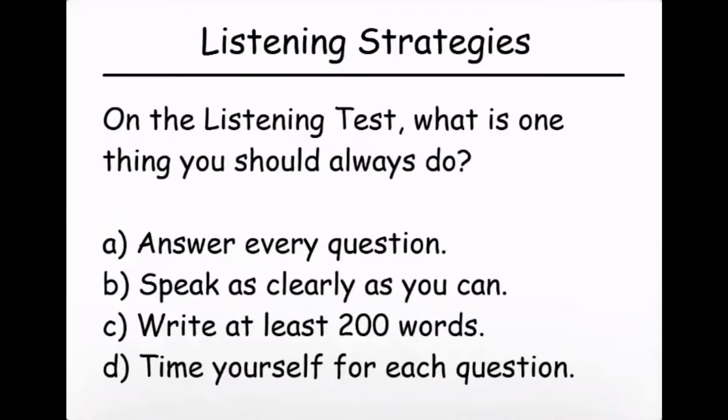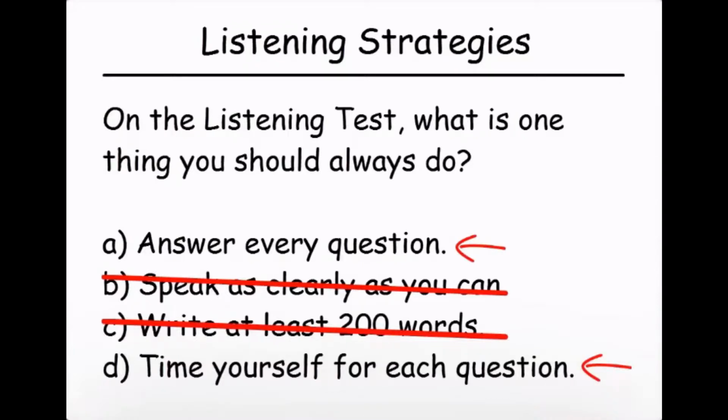Let's look at an example. On the listening test, what is one thing you should always do? Even if we know nothing about the listening test, we can still get rid of a couple options. You wouldn't speak during a listening test, so it can't be B. And you wouldn't write on a listening test either, so it wouldn't be C. Okay, now we've narrowed down our choices to 2 options.